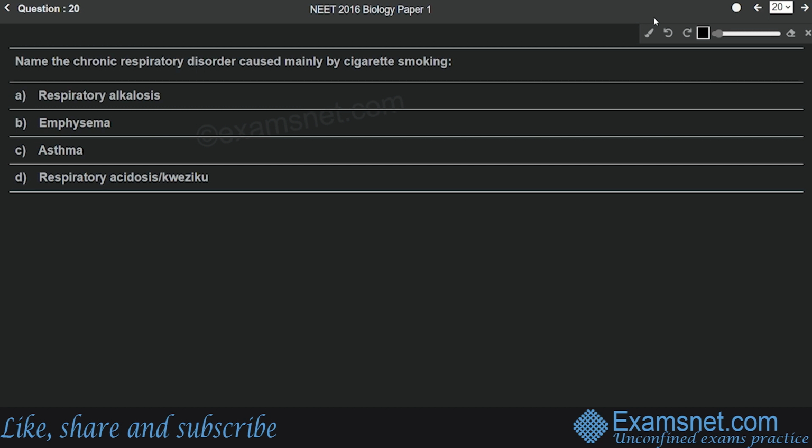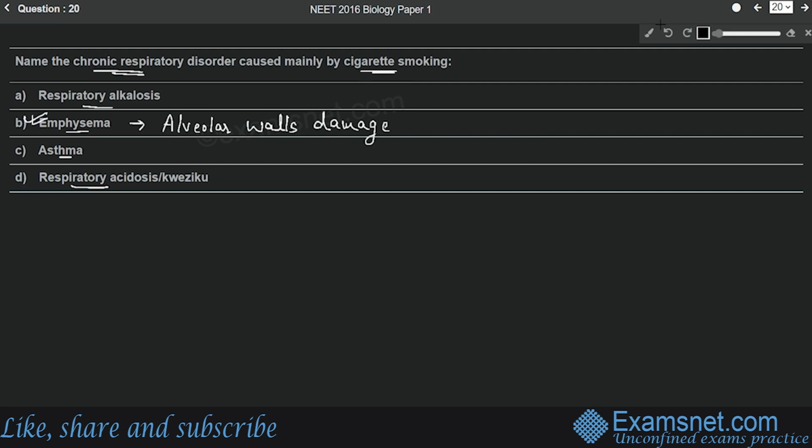Now question number 20 is from the chapter Breathing and Exchange of Gases. And the question is, name the chronic respiratory disorder caused mainly by cigarette smoking. Options are respiratory alkalosis, then emphysema, then asthma and respiratory acidosis. Okay. So the correct answer is option B, that is emphysema. What happens in emphysema? Here, due to cigarette smoking, the alveolar walls are damaged.